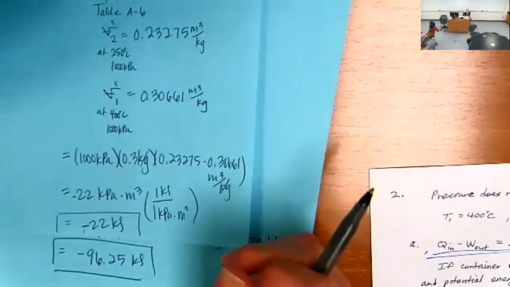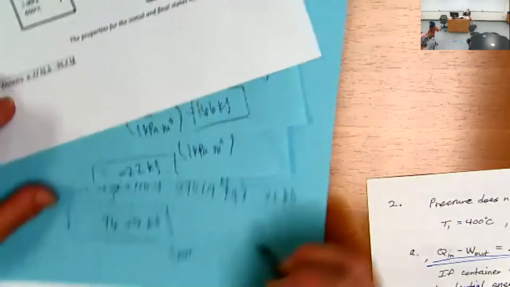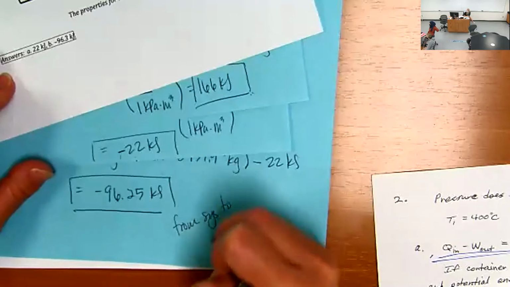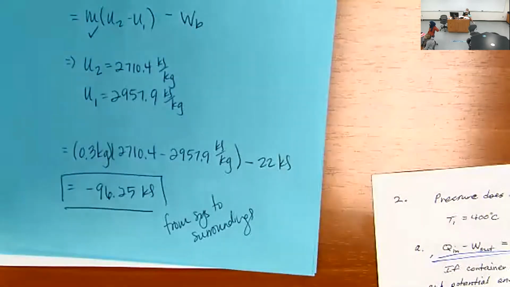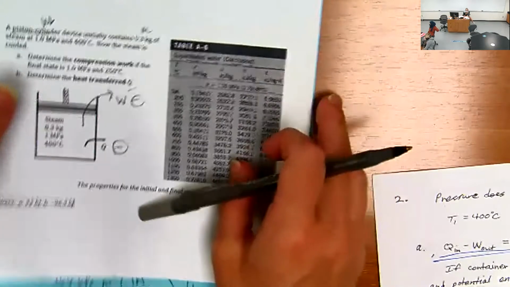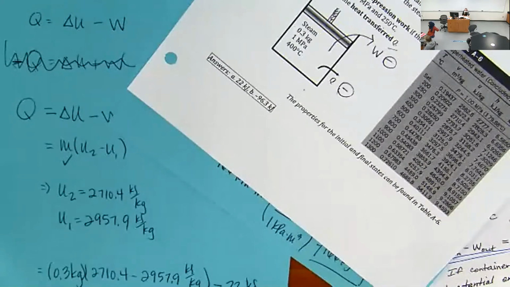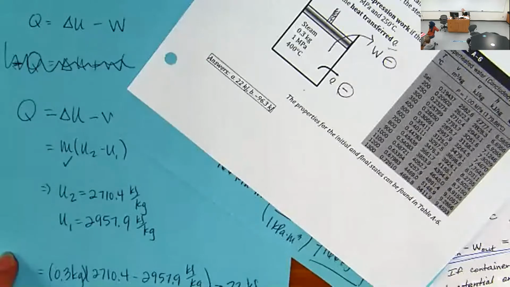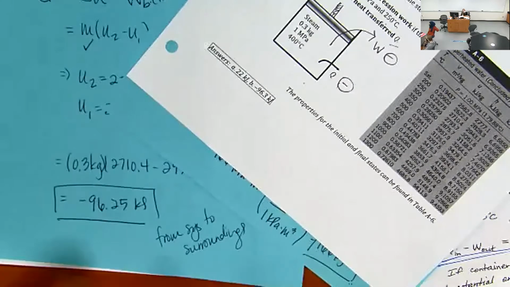So as you can see, the negative and positive get really confusing. So I would say from system to surroundings, just tell me how you define it. Yeah. Okay. I put it that way. I'm losing, negative. I'm gaining, positive. Honestly, if you put the wrong sign, you're probably going to lose like 3 points. So as long as you're getting these step by step and understanding what you're doing, just try to make a note of how you're defining your system. Double check that it makes sense. It's not a huge deal.